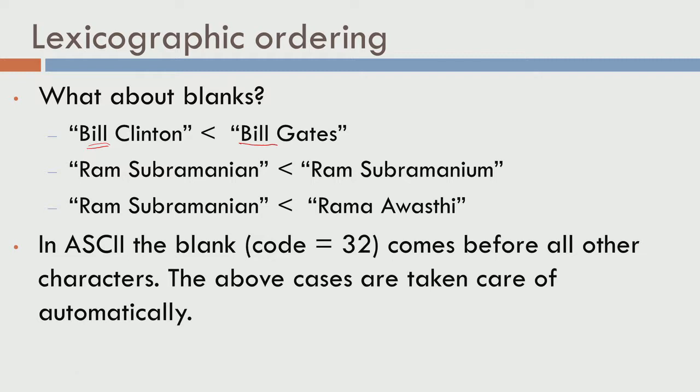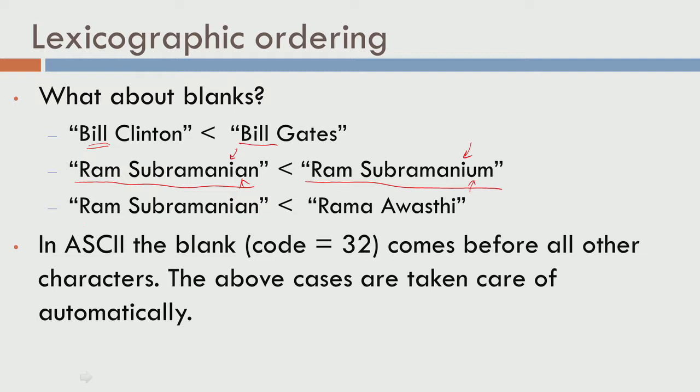Then let us say we have this example, Ram Subramanian and Ram Subramaniam. Here, up till I, the characters are the same, whereas when we look at this character A and this U, A is less than U. Therefore, the string Ram Subramanian is less than the string Ram Subramaniam.